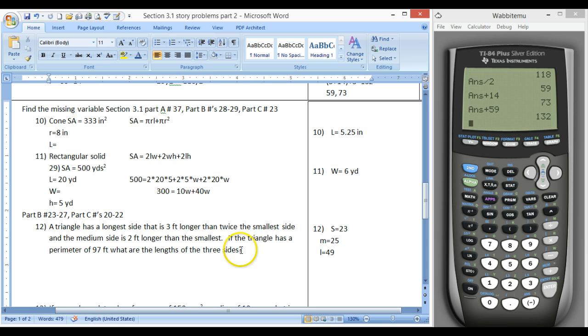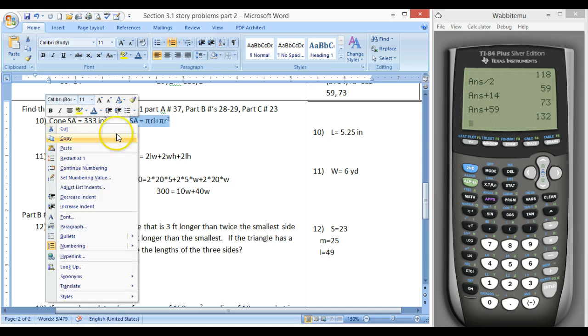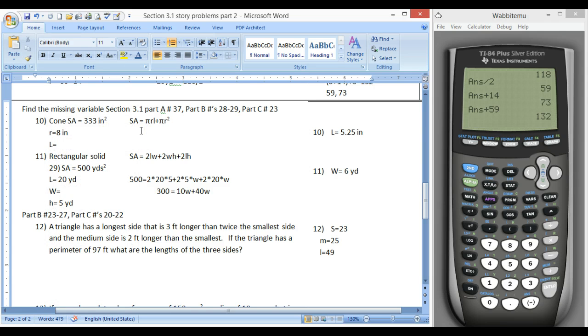Find the missing variable. In our case, the surface area for a cone, I've already written it for us. If you need help, go to your exam 2 formula sheet, and it's pi RL plus pi r squared. So the missing variable is L. So we're going to plug in everything that we know already into this formula.